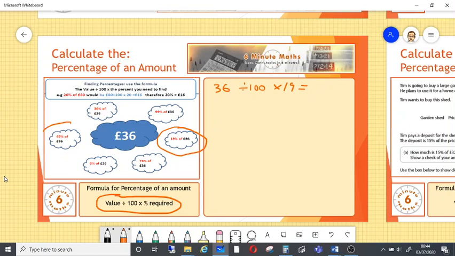And then this one here, 49% of 36. So we take that 36, divide it by 100 and times it by 49, and that'll give us an answer. And one more, 6% of 36. We take that 36, divide it by 100, and then times it by 6 to find out what 6% is. I'll get my calculator.